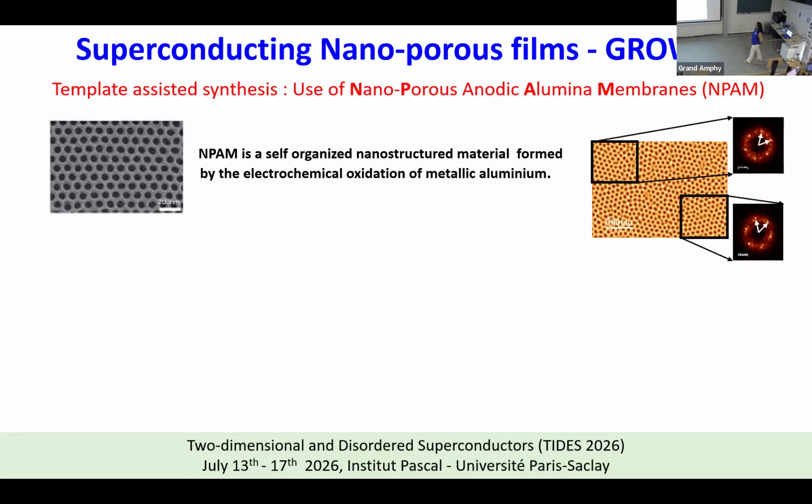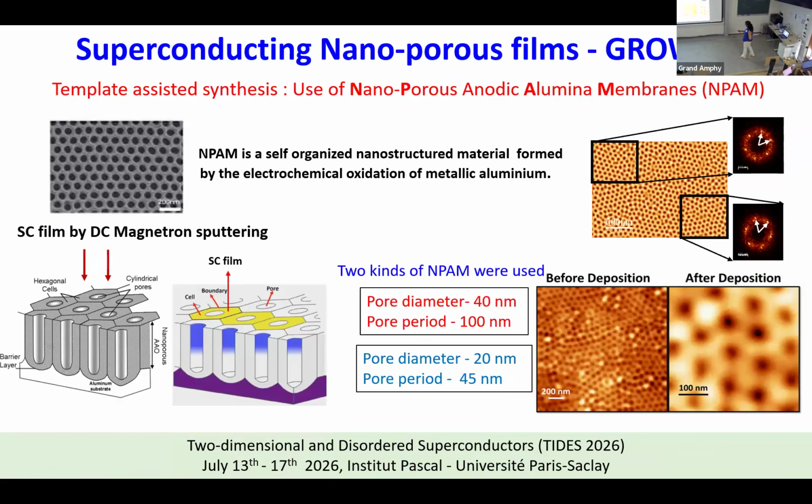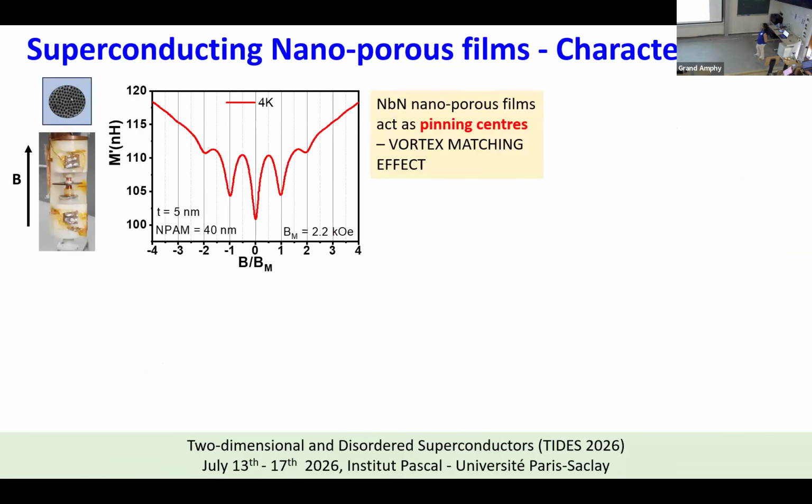So what did we do? We used a template-assisted synthesis, with an anodic alumina template, which of course has a periodic array of holes. We deposited our niobium nitride films on top of these templates, so the film went and sat along the walls of these holes and formed these nanoporous films. We did the measurements on 2 different kinds of templates. One had a pore diameter of 40 nanometers with a pore period of 100 nanometers. The other one had a 20 nanometer pore and a 40 nanometer pore period.